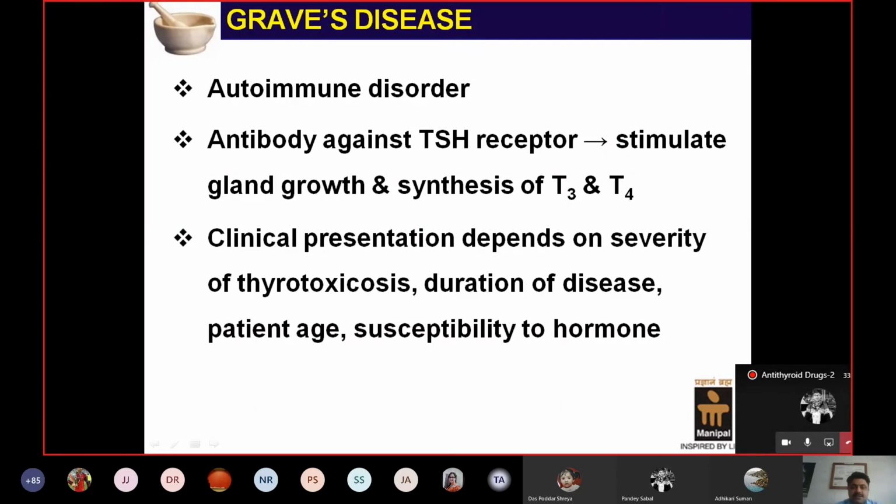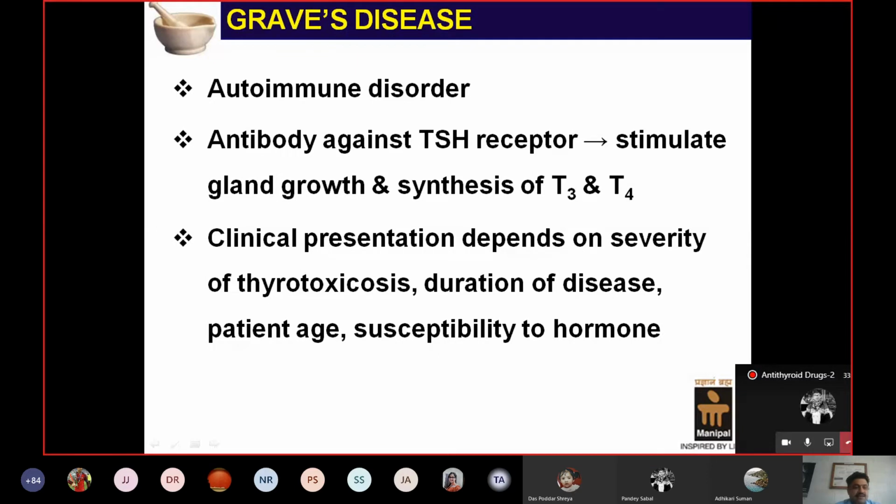So the clinical presentation, now what will be the symptoms and other things? It depends on severity, how much T3, T4 has been increased. If there is more increase, the severity of thyrotoxicosis will be more, isn't it? Similarly, the duration of disease, how long this hyperthyroidism is there, the patient's age and susceptibility to the hormone.